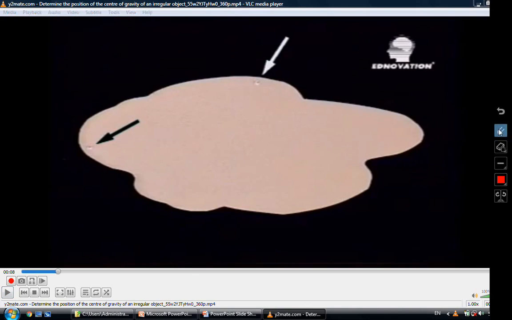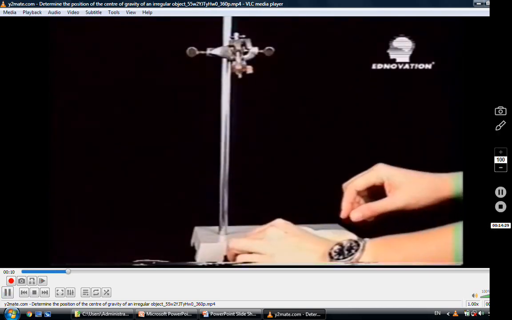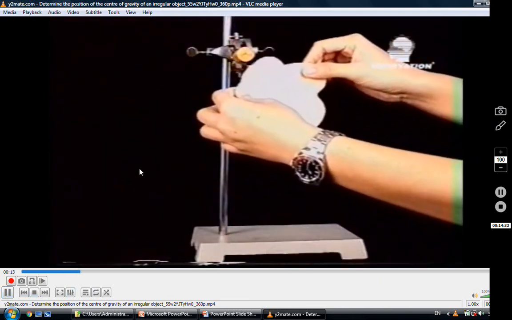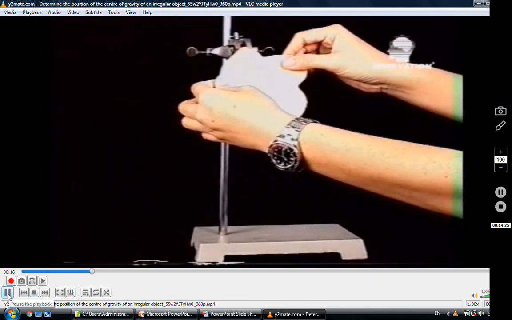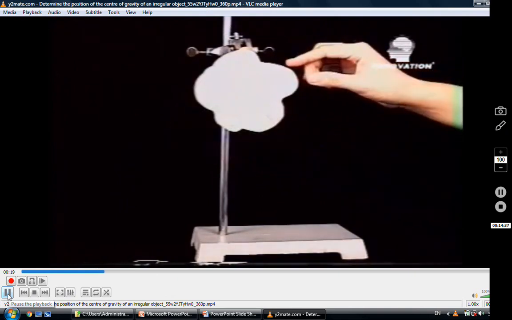So first step, we will make two holes. This is the first hole, and this is the second one, as we said in the last slides. So then what? Now we will suspend it from the first hole and leave it to swing freely.